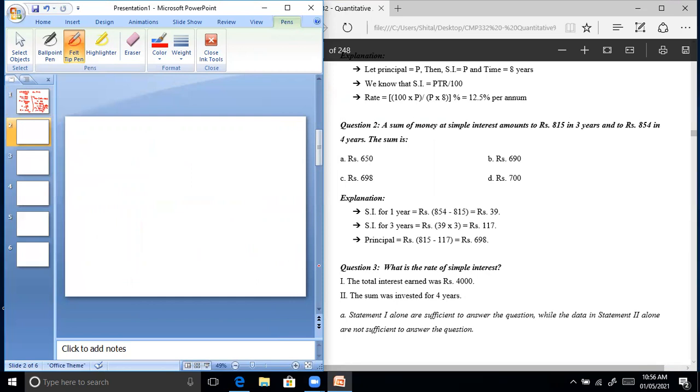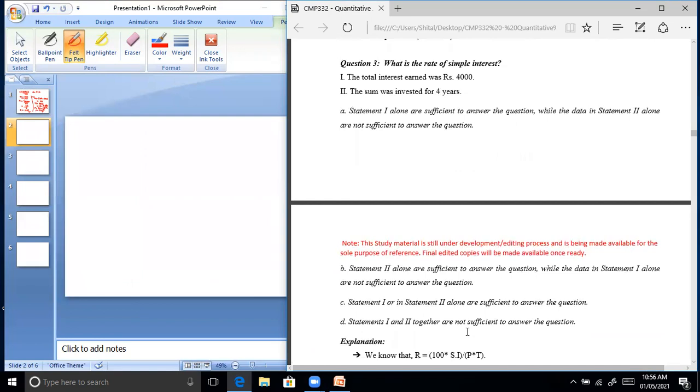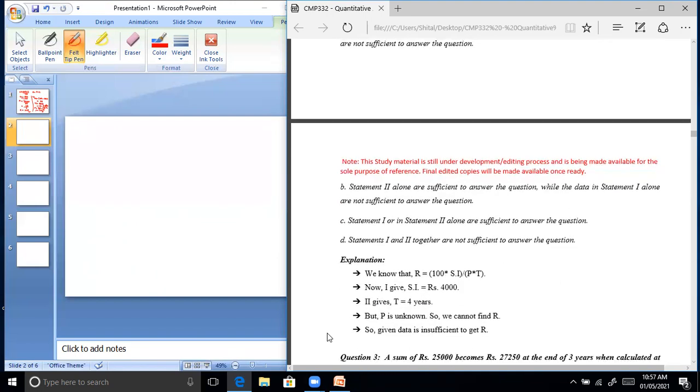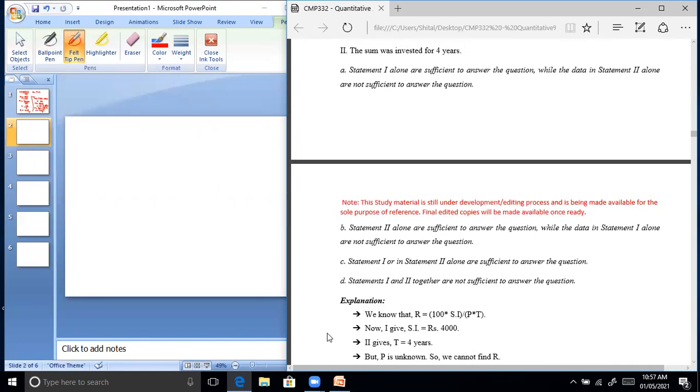Next question, what is the rate of simple interest? It is given that the total interest earned was rupees 4,000 and the sum was invested for 4 years. Okay, with statement 1 and statement 2, we have to check whether it is sufficient or not. Of the given statements, whether only one is sufficient or two is sufficient or both are needed to answer the question. The statement 1 alone is sufficient to answer the question, while the data in statement 2 alone is not sufficient to answer the question.